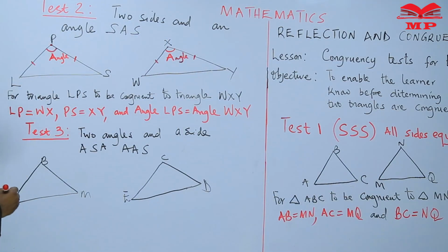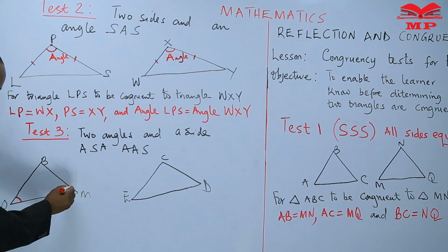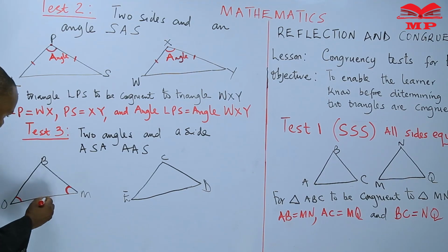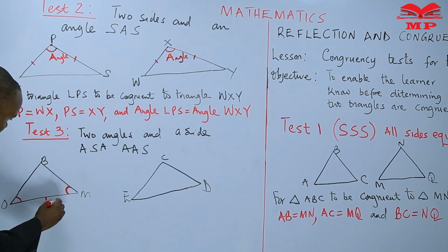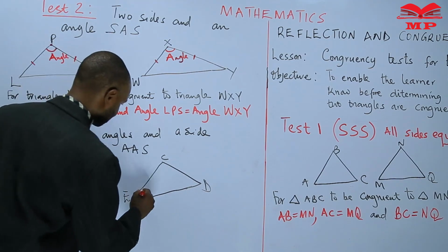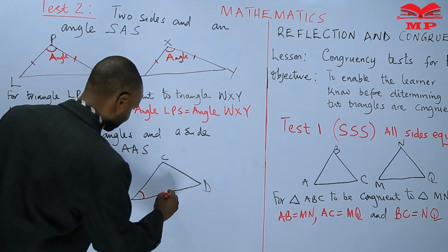So if they talk of this angle and that angle, they have already got that angle and that angle. The side they would refer to will be OM. It will be the side adjacent to the two angles. So that is the side.